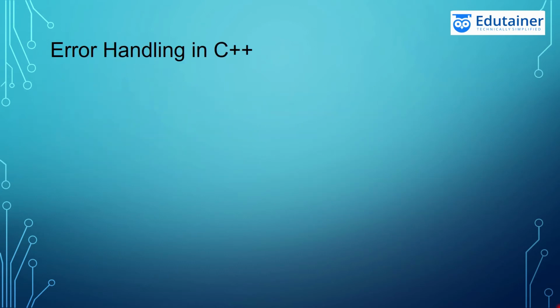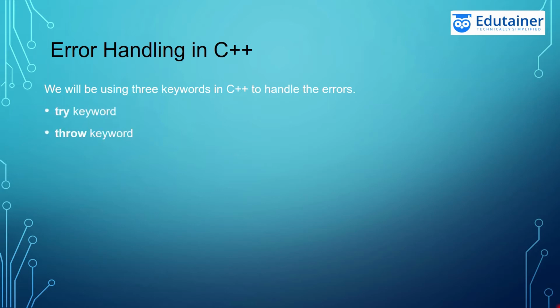Error handling in C++. Over here, we will be learning how to handle the exceptions. We will be using three keywords in C++ to handle these errors. These keywords are the try keyword, throw keyword, and the catch keyword. Using these keywords, we will be handling the error.